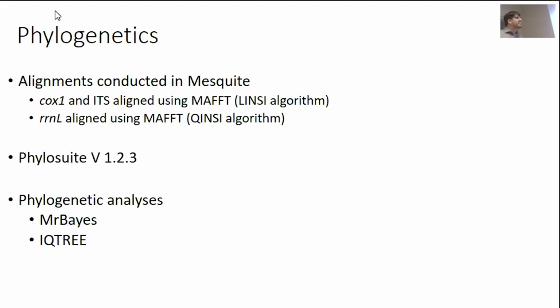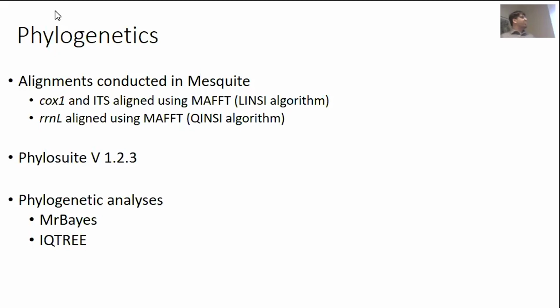For our alignments, for COX1 and ITS, I aligned them in Mesquite using MAFFT with the Linsi algorithm. For the rRNL, I used MAFFT and the Qinsi alignment because the 16S rRNL has a secondary structure. And then I used this great program called PhyloSuite. PhyloSuite's basically a big open source package that has all these tools for ease of phylogenetic inference and sequence handling. It helps with the sequences. I'll leave it at that for now.